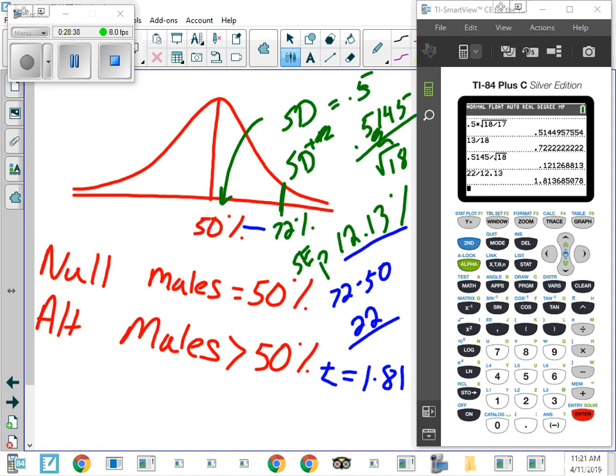The row is called degrees of freedom, and degrees of freedom is equal to the number of draws minus 1. So we go to row 17. And in row 17, where does 1.81 land? It lands between 5% and 2.5%. Does everybody see that?